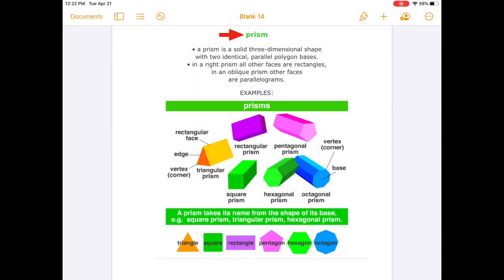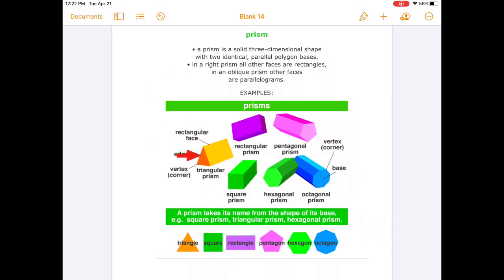And before we can obviously talk about the volume of a prism, we got to talk about what a prism really is. All right, so a prism is a solid three-dimensional shape with two identical parallel polygon bases. Now that's the extremely important part. Two identical, and perhaps a better word to use is congruent. So two congruent and parallel polygon bases. All right, and I'm going to skip this part for a second. I'm going to come back to it.